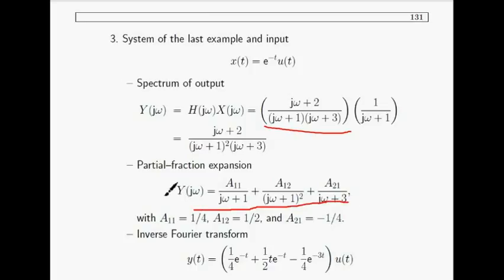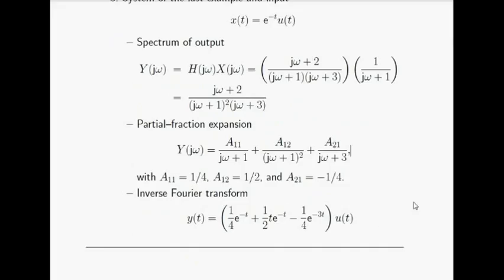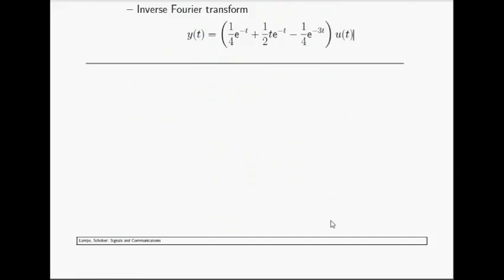I can find the values of a11, a12 and a21 by the method I told you in the last tutorial, which was to multiply this term with Y of j omega and put the value of j omega equal to minus 1. Similarly, you can do it for the rest. After finding the values of a11, a12 and a21, you can find the value of y(t) with the inverse Fourier transform, which will be this.